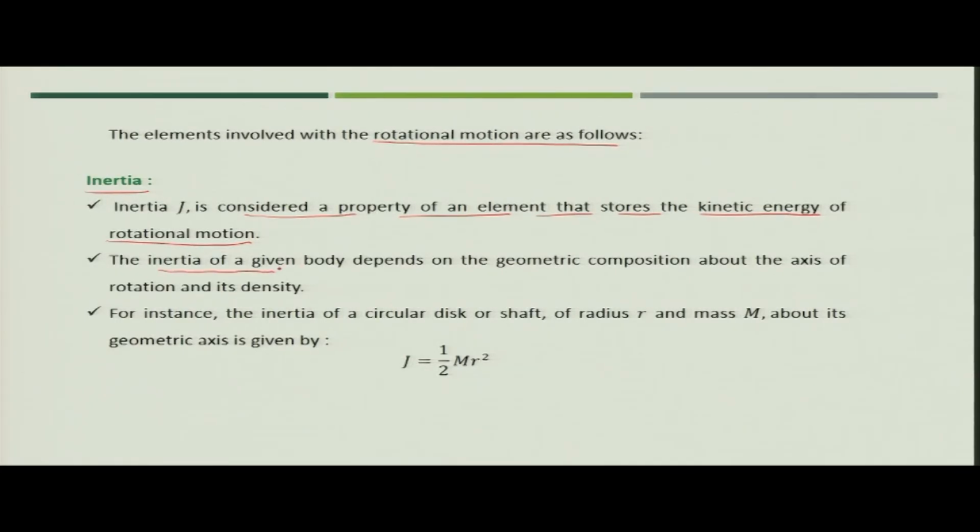Now, the inertia of a given body depends on the geometric composition about the axis of the rotation and its density. So, for instance, if the inertia of a circular disc or shaft of radius r and mass m, the value of inertia about its geometric axis is given as J is equal to half of m into r square.